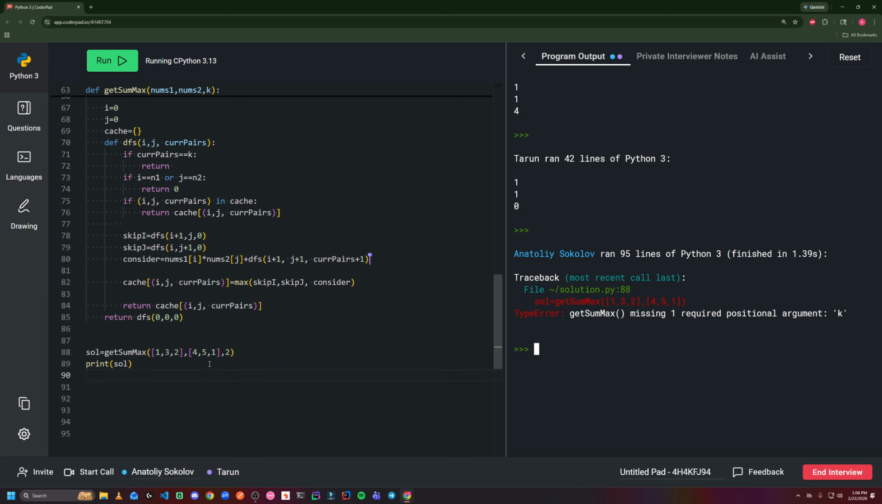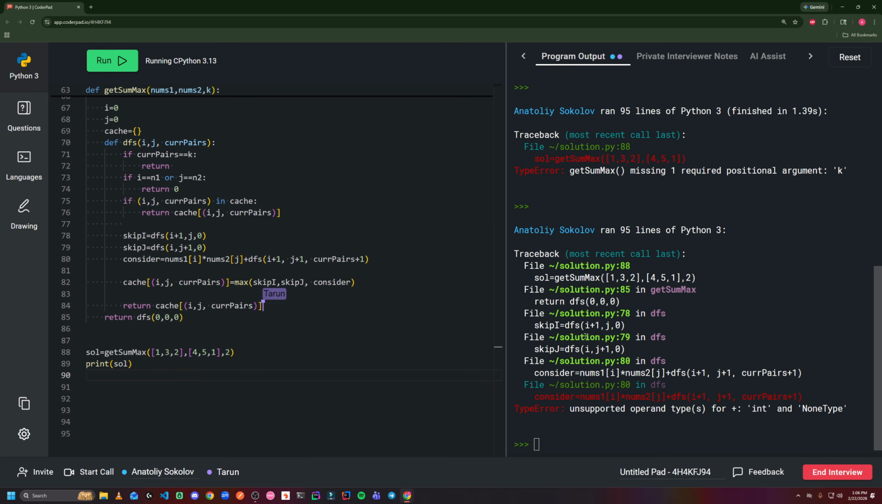No, I'm just confused. Why is this max skip? Why is this giving me an error? Oh, skip is really four, I'm five. I'm not seeing the same thing as you are. Oh, okay. I see. That's weird.